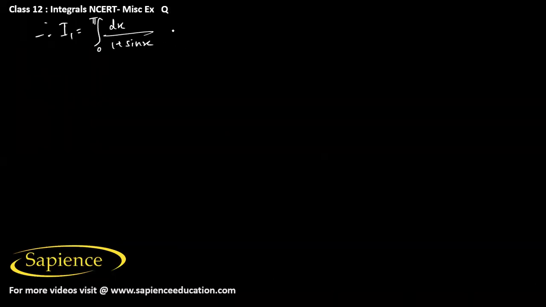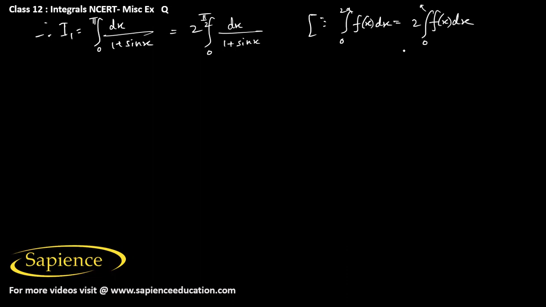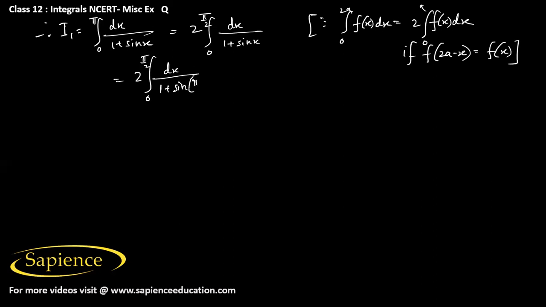So we can write this as 2 into the integral from 0 to pi by 2 of dx by 1 plus sin x. Why? Since we know that the integral from 0 to 2a of f(x) dx will be equal to 2 into the integral from 0 to a of f(x) dx if f(2a minus x) is equal to f(x). Since here we can see that sin(pi minus x) equals sin x, we can write this, and this again we can write as 2 into the integral from 0 to pi by 2 of dx by 1 plus sin(pi by 2 minus x).